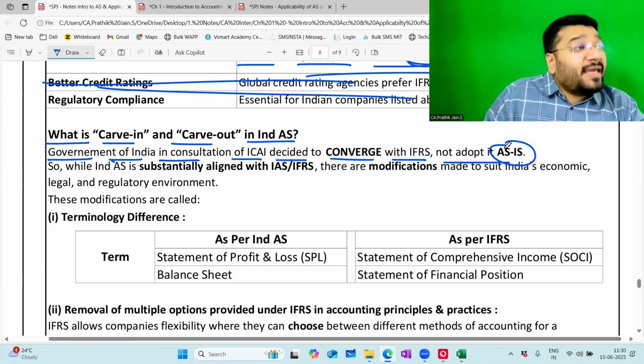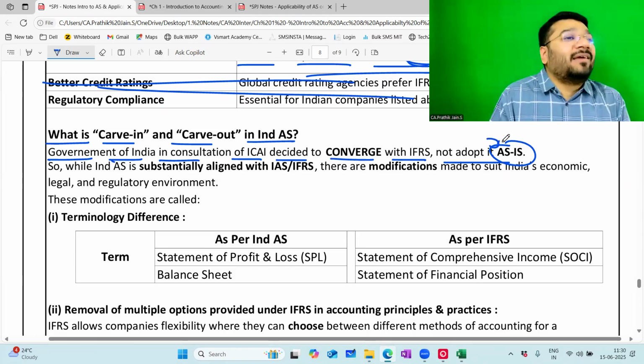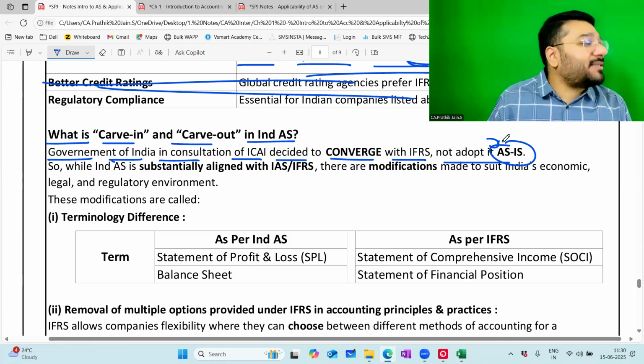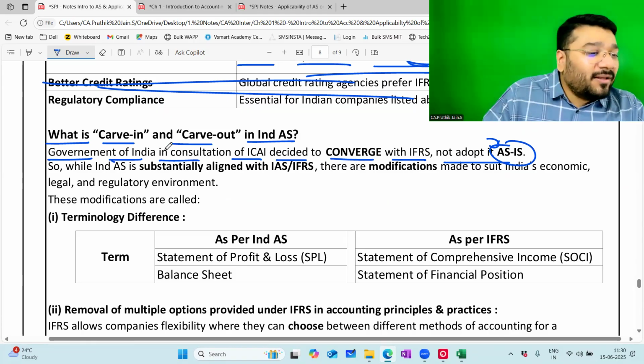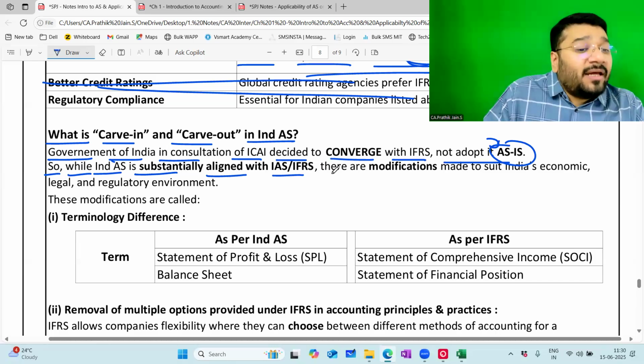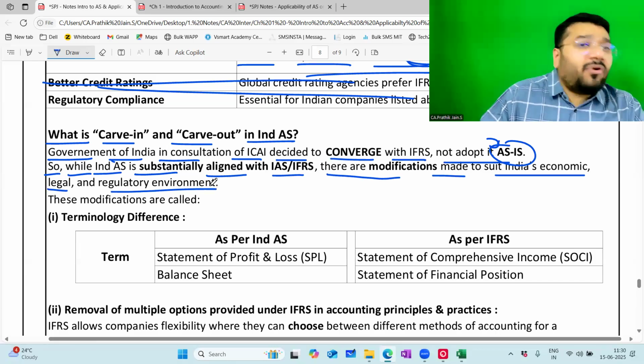As is means what? As it is. We did not adopt it. That is called as is. It's not my creativity. It is the English language. So while Indian AS, that is Ind AS, is substantially aligned with IAS or IFRS, there are modifications made to suit the Indian economic, legal, and regulatory environment.